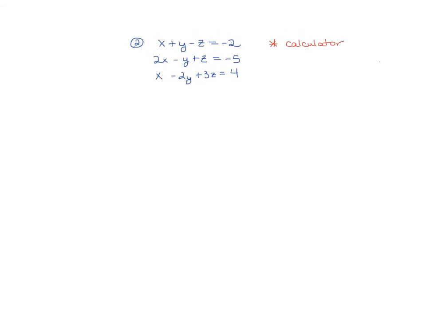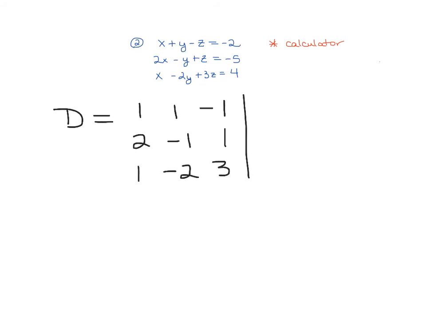So again, our original D is just the coefficients of the variables. So we're going to put in a 1, and a -1, and then 2, -1, positive 1, 1, -2, positive 3. So go ahead and key that in your calculator, and let's see what everybody gets. You should be getting -3 for your first determinant value.